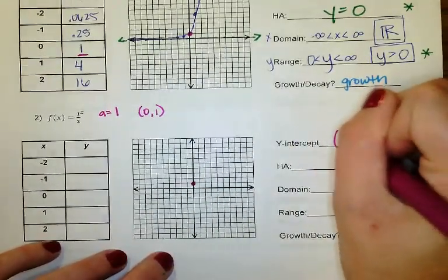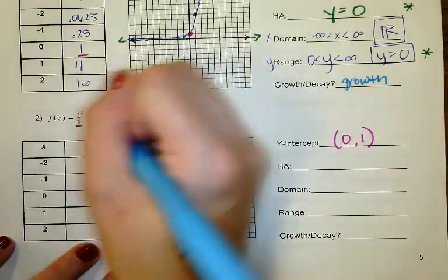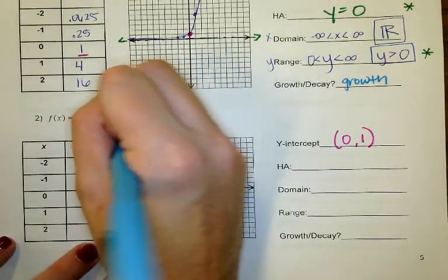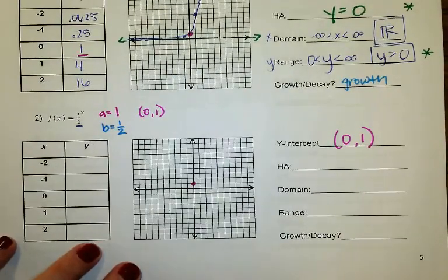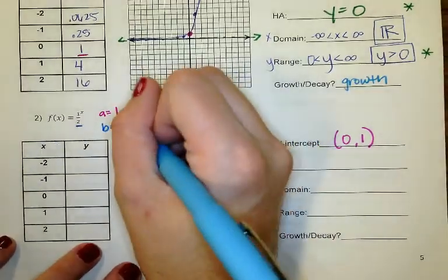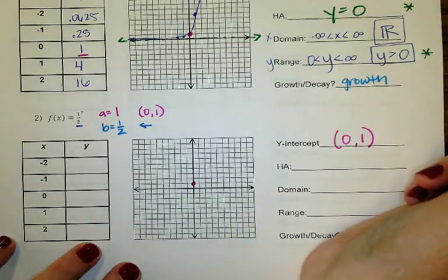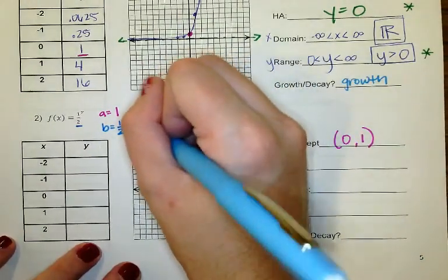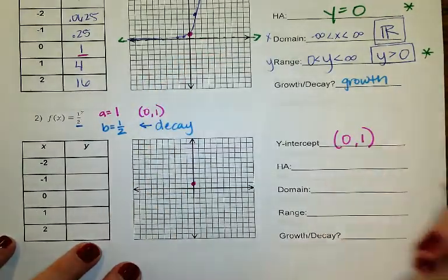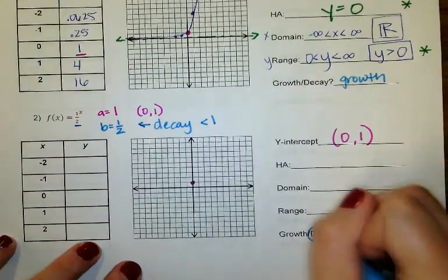Then my b value. What is my b value in this case? 1/2. Y'all see that? That's what is being raised to the exponential power. So this is my b value. And so is this greater than 1 or less than 1? Is 1/2 greater than 1 or less than 1, y'all? Less than. So this right here would represent decay because we are less than 1. So we are looking at decay for this problem.